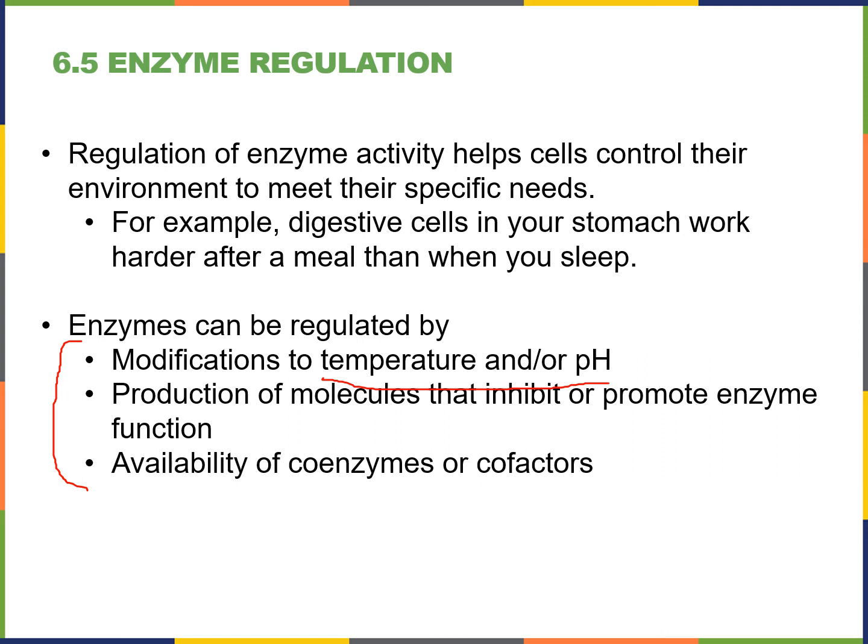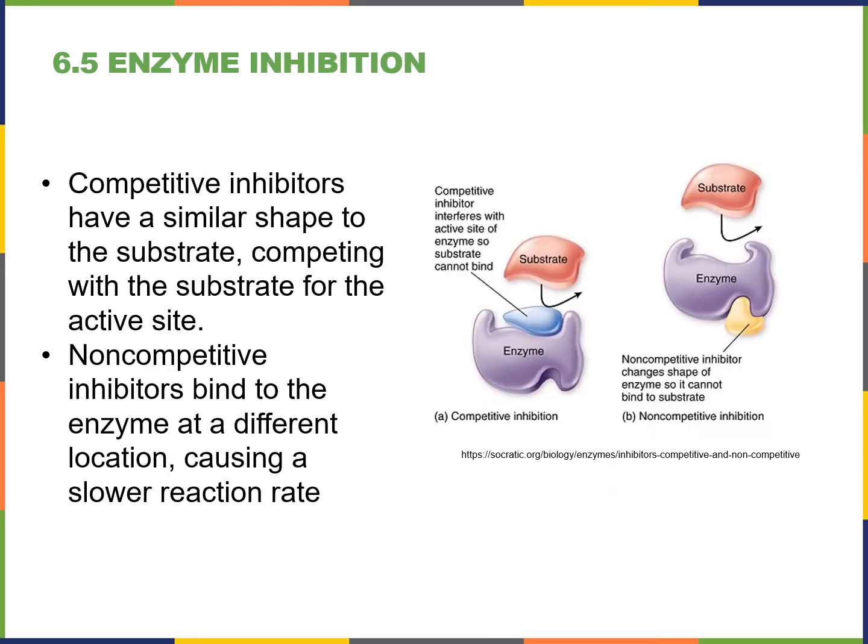Second, production of molecules that inhibit or promote enzyme function. There are different molecules and compounds that facilitate enzyme function, known as agonists, and others that inhibit enzyme function, known as antagonists. And also the availability of coenzymes or cofactors, and we're going to talk about these. Some enzymes need coenzymes or cofactors in order to properly carry out their enzymatic activity.